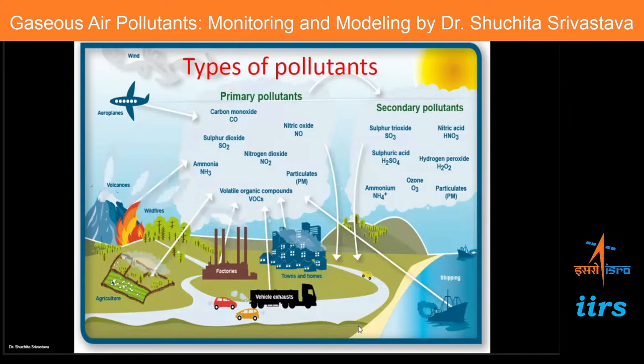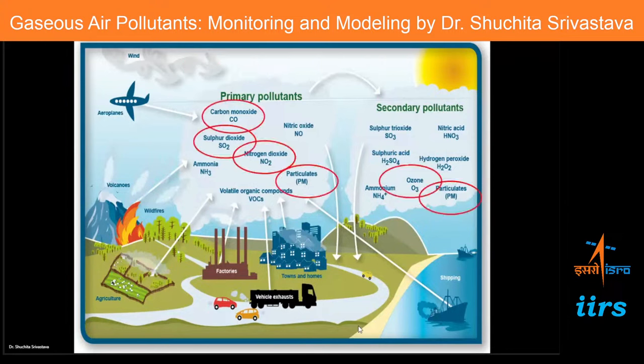Out of these pollutants, a few are more important than the others. These pollutants are called criteria air pollutants. On these pollutants, our government has set certain criteria according to their health implications. According to that, our government has decided some National Ambient Air Quality Standards for these gases and particulate matter.